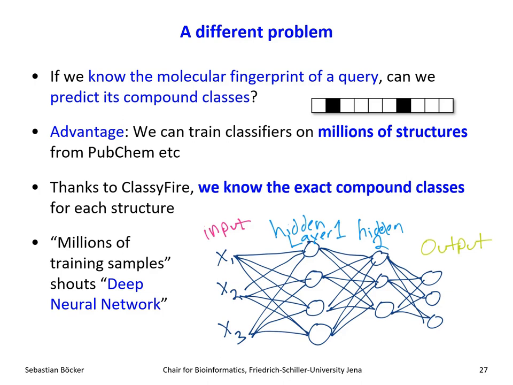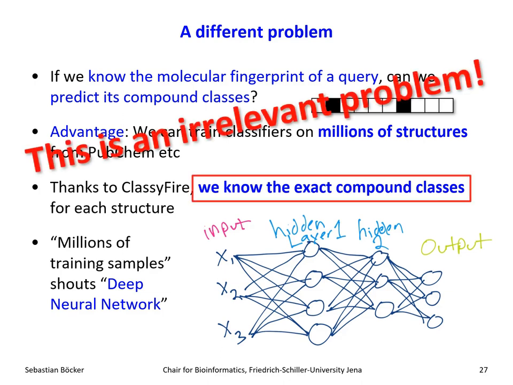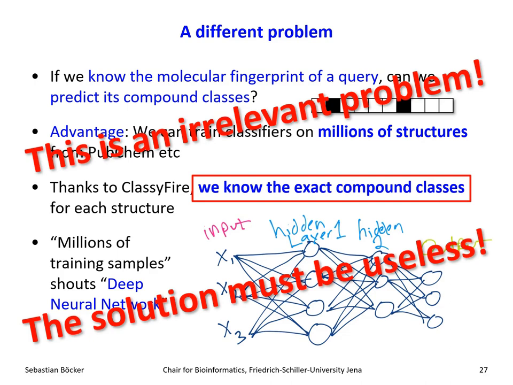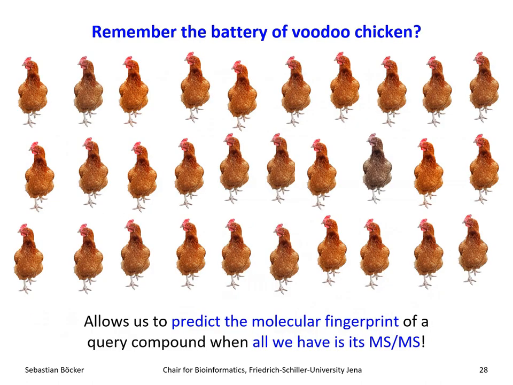Okay, unfortunately, this is a completely irrelevant problem, because I told you that we know for all of our training examples the exact compound classes, because that's what the classifier can compute for us. So why are we training a deep neural network to predict those compound classes when we already know them? I mean, we have to know the structure to compute the fingerprint, right? Right? No.